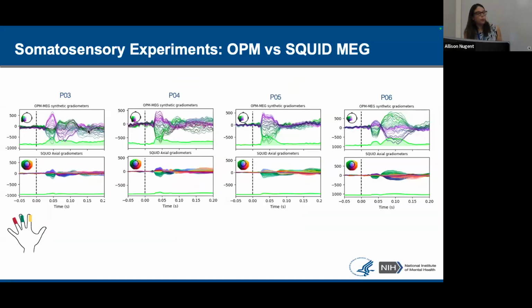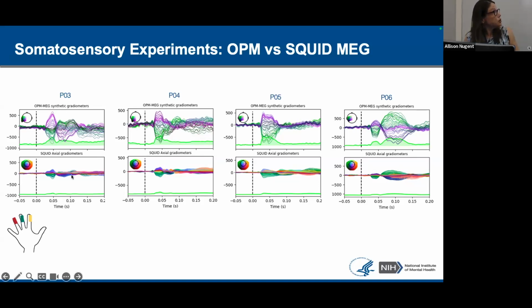For our initial pilot work, we used a somatosensory task where we had a stimulation device placed on the first, second, and third fingers, and we stimulated those fingers independently. We acquired data using both our OPM system as well as our CTF system. These are butterfly plots with the OPM measurements on top and the SQUID sensors on the bottom for four different subjects, for all the stimuli combined. They're on the same scale, so you can see that there's a big boost in signal to noise that we get with our OPM array.